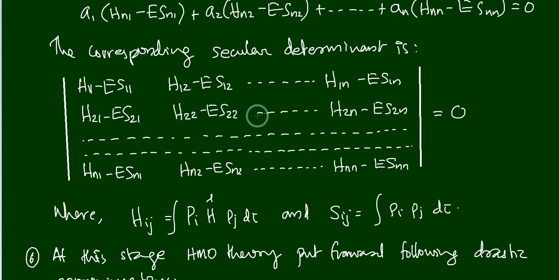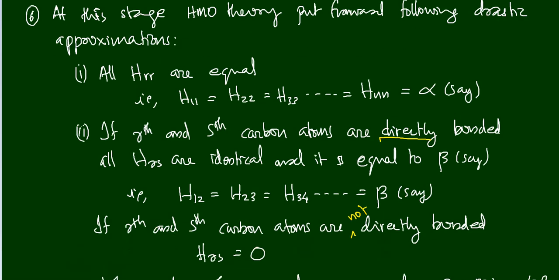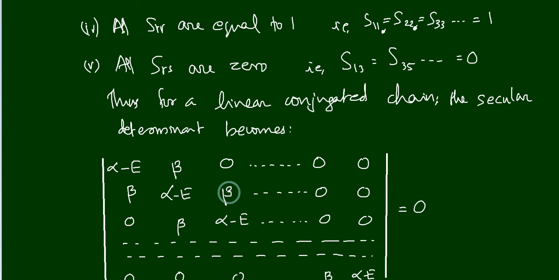Okay, and if you are considering the next element, it is H23. H23 is equal to beta, minus E S23. S23 is equal to 0. So it will be beta. So we get beta, alpha minus E, beta, etc. Any other element will be equal to 0. So the second row will be beta, alpha minus E, beta, 0, 0, 0, 0, etc. The third row will be 0, beta, alpha minus E, beta, 0, 0, 0, and so on.